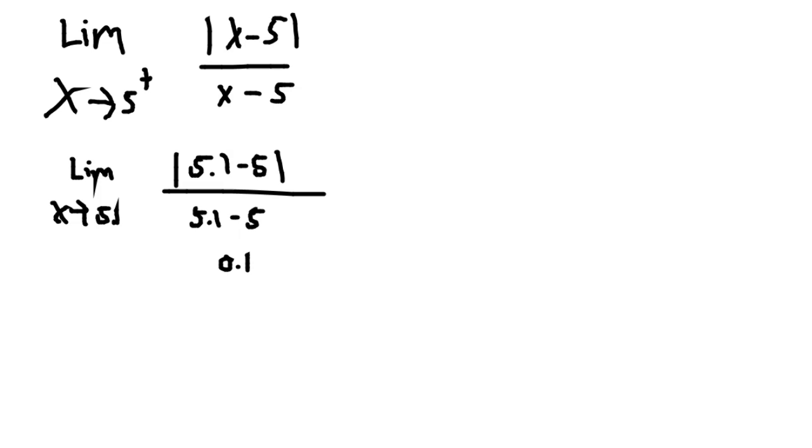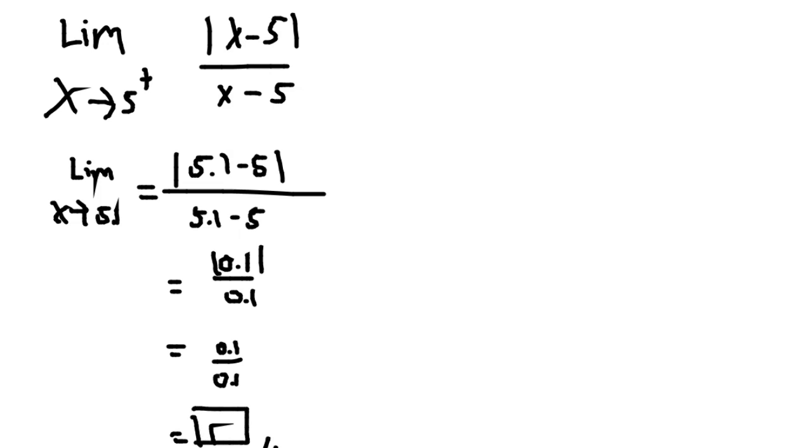5.1 minus 5 is 0.1. The absolute value of 0.1 is 0.1, divided by 0.1. This is basically 1. So that is how to get the value from the right side of the number line.